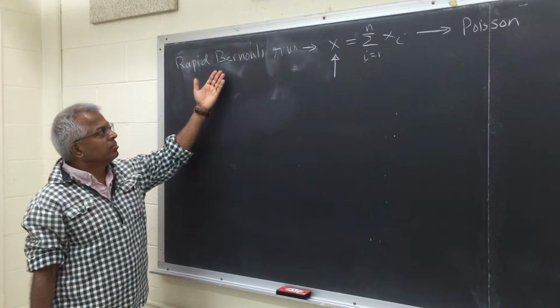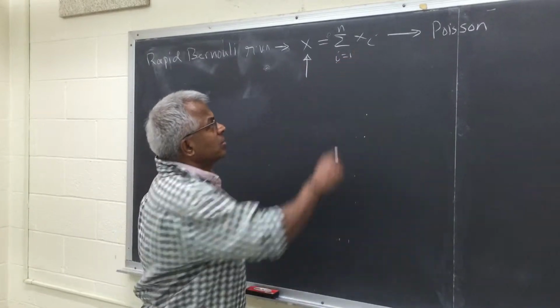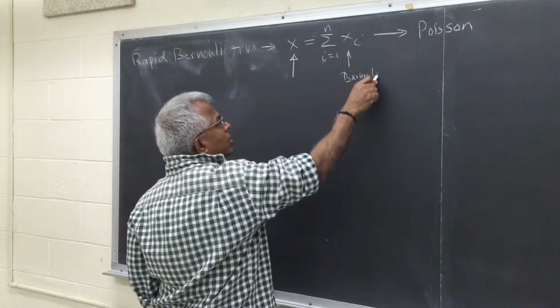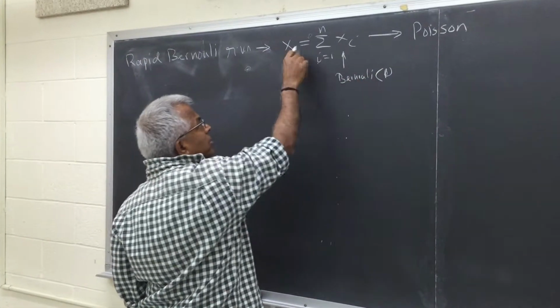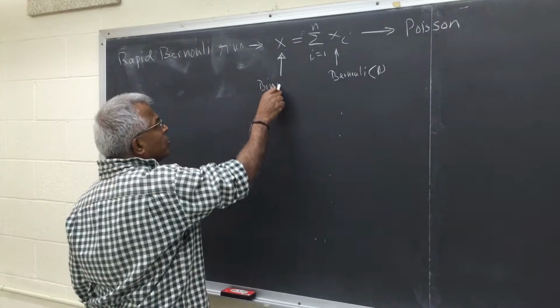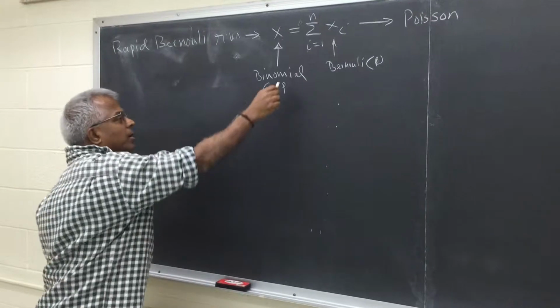Alright, let's look at Bernoulli random variables and their sum. So of course, if the Xi's are Bernoulli, let's say with parameter p, then the sum of independent Bernoullis is binomial. So this is a binomial random variable with parameters n comma p.